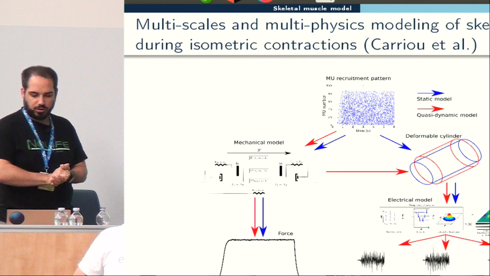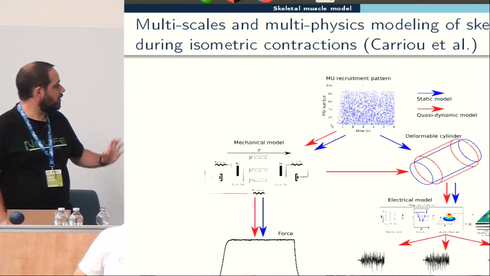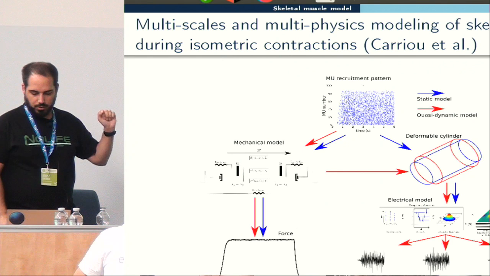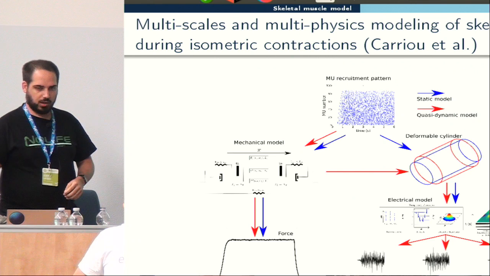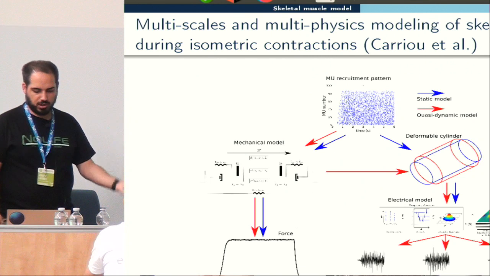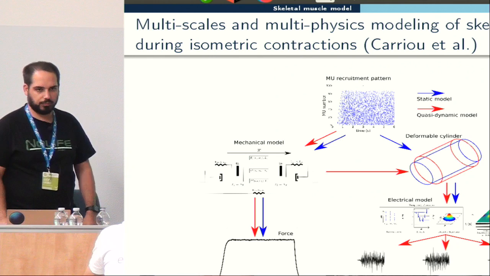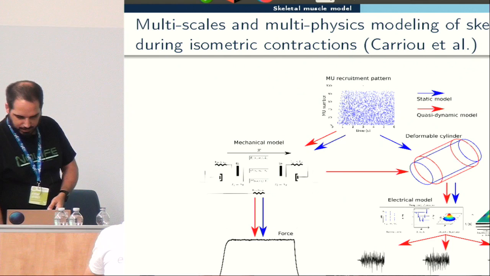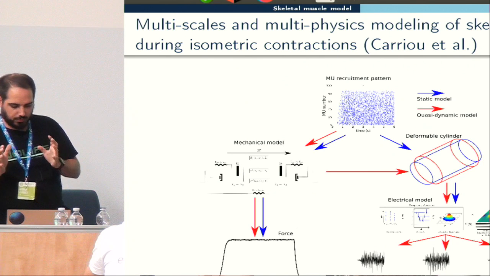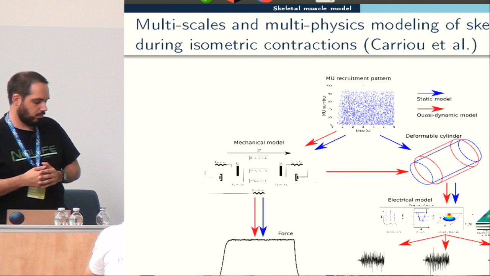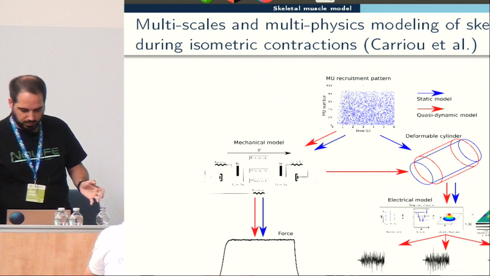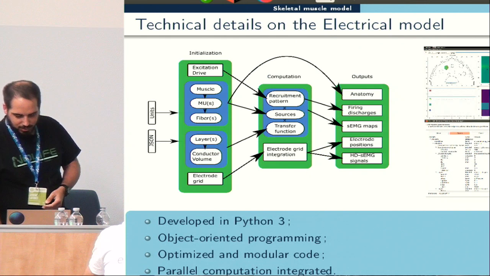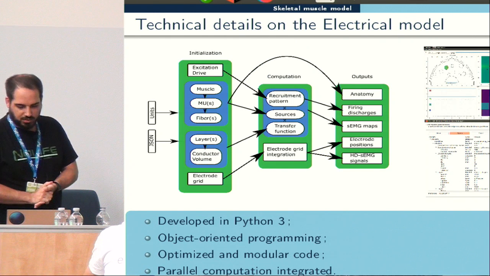And the model we built was that. We start from the neural systems piloting the muscle, where we generate on one side the electrical signal from that muscle and the mechanical activity, and we merge the two of them. So I'm going very quickly around it. With that we can answer a lot of questions, but that will be for next year and another talk. Just a little bit on the technical details.